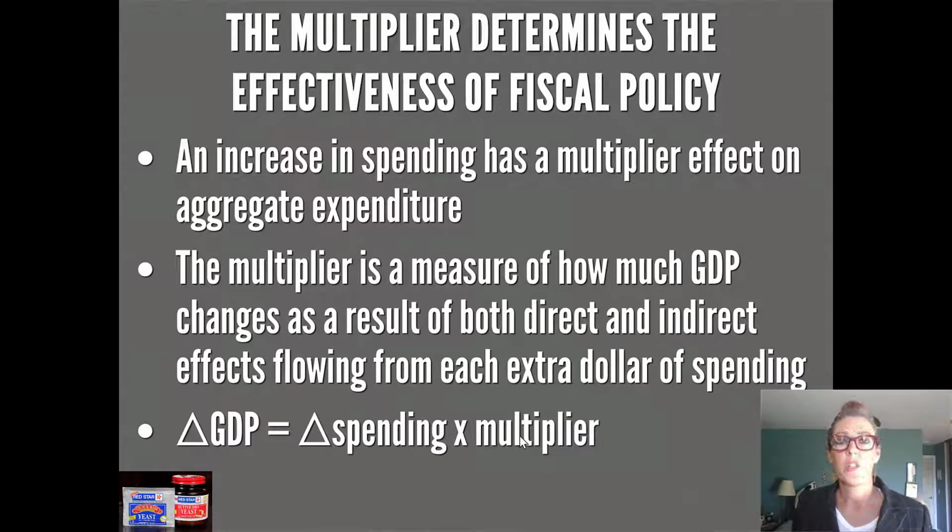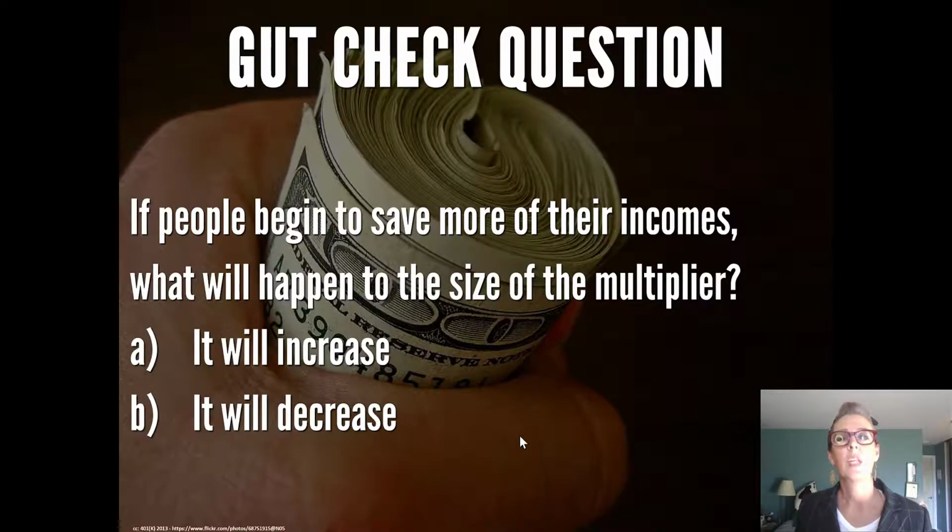So here's a gut check question for you. If people begin to save more, what happens to the size of the multiplier, do you think? Pause and think about it if you like. And the answer is B, it will decrease.